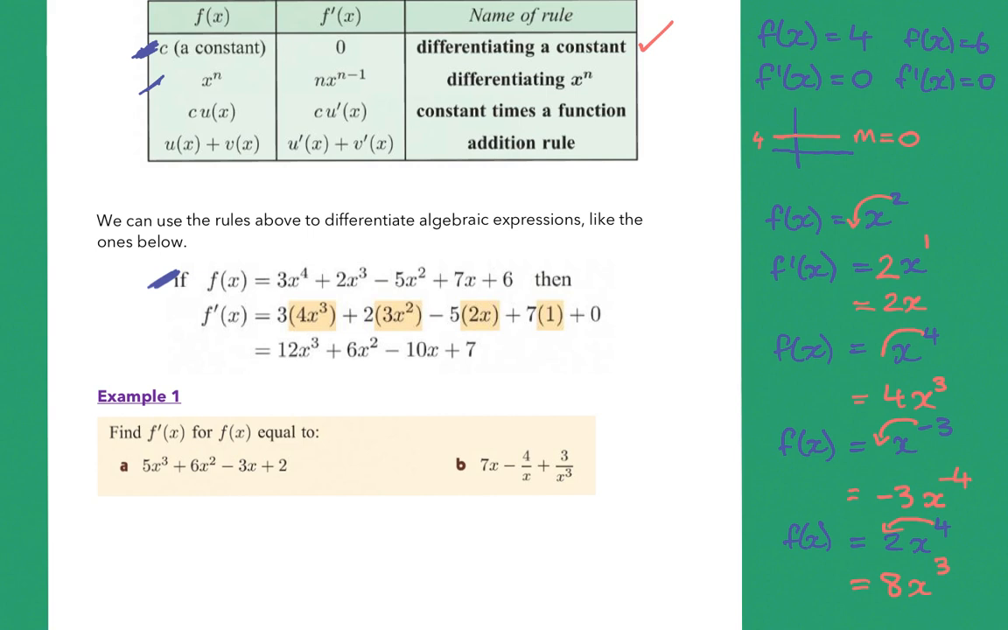If f of x equals 3x to the power of 4 plus 2x cubed minus 5x squared plus 7x plus 6. So 3x to the power of 4. Bring the power of 4 down. 3 4s are 12. Decrease the power by 1, gives you 3. 3 2s are 6. Decrease the power, gives you 2. 2 5s are 10. Decrease the power, gives you just a plain x. And 7x, we get 7.